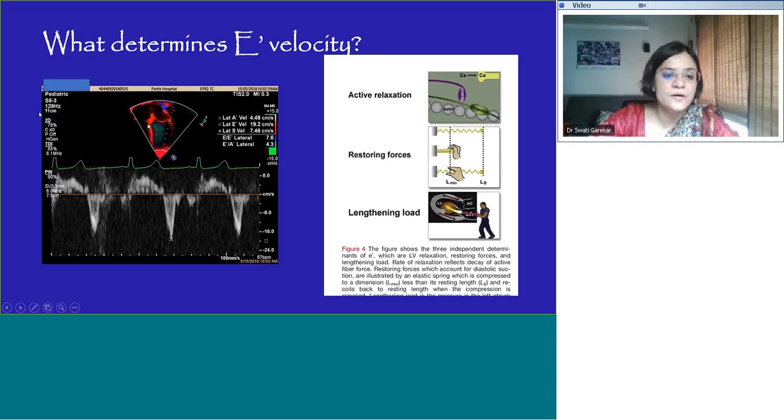Look at this. Here you've got a TDI of the lateral mitral annulus.